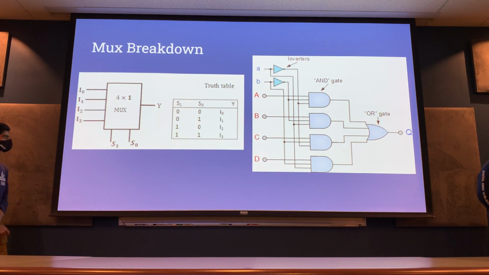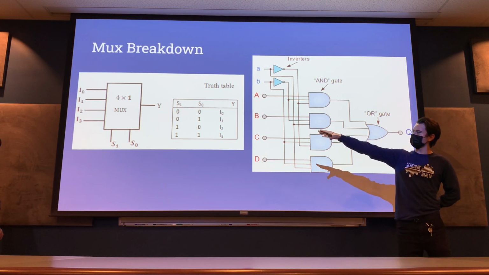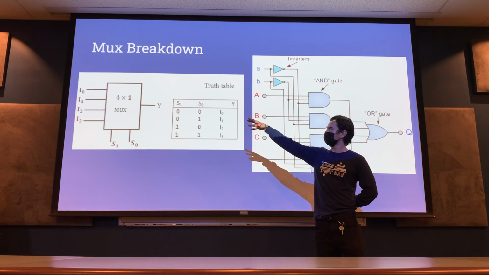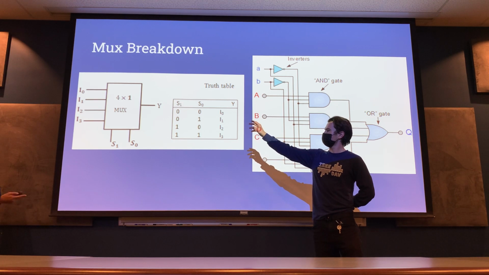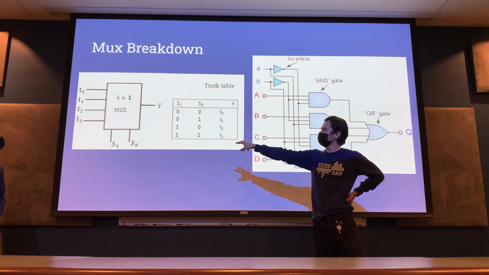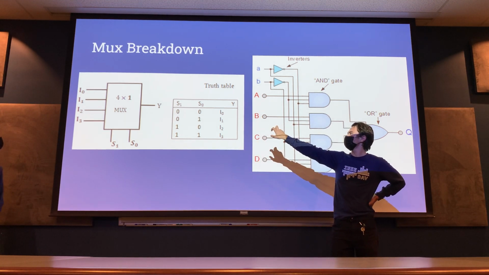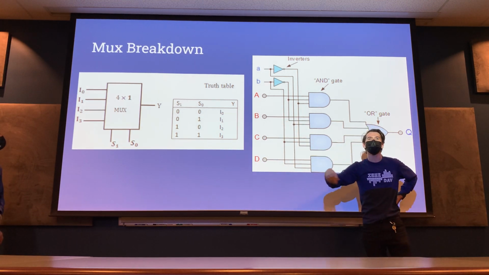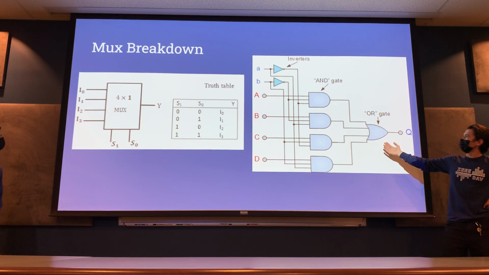So here's our mux breakdown. If you were to look at a mux as just a logical block, you'd see this right here, which is a 4-to-1 mux with 2 select bits and 4 inputs. The select bits go from 0, 1, 2 to 3, and that's selecting the 0th, 1st, 2nd, or 3rd of the inputs. So in order to do that with logical gates, you do this right here.